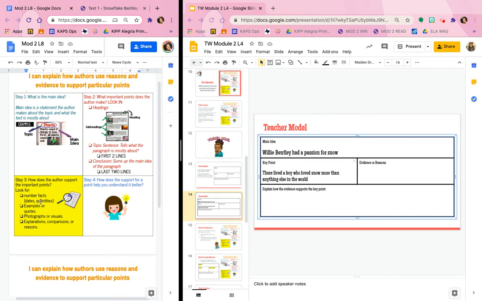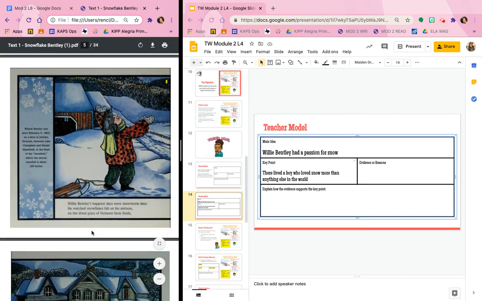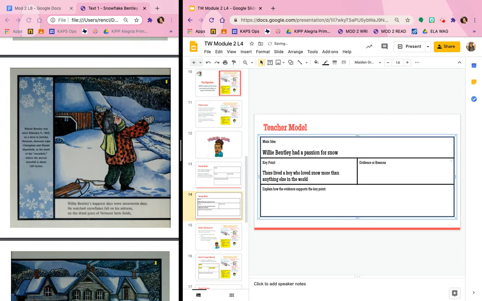So I didn't see any number facts. I did see an example. I did definitely see some explanations and some comparisons. So I'm going to go back and look for my evidence. Authors choose evidence carefully. What kinds of evidence support our sample key point? So on page 2 here, I found an explanation. It says Willie Bentley's happiest days were snowstorm days because he watched snowflakes. So I'm going to put that as one piece of evidence, which is an explanation.